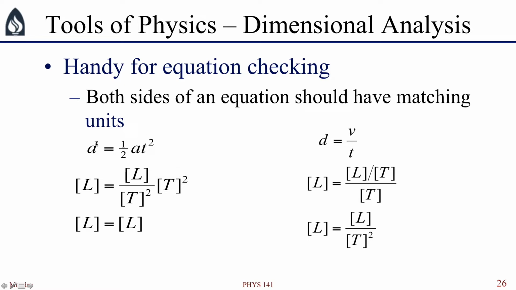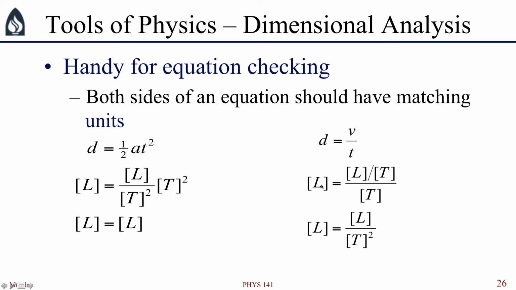If we use this equation as an example, we have a distance, which is a length, is equal to 1/2 acceleration, which happens to be a length over a time squared. We'll learn more about that later. Times time squared. So the time squareds would cancel, and we have length on one side and length on the other side of the equation.